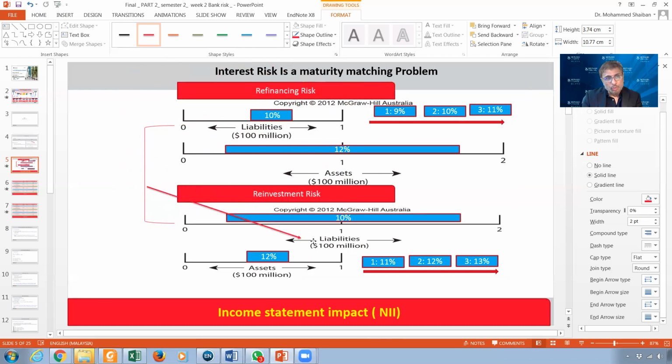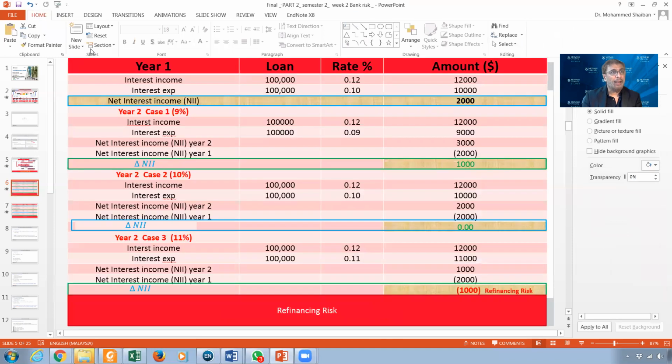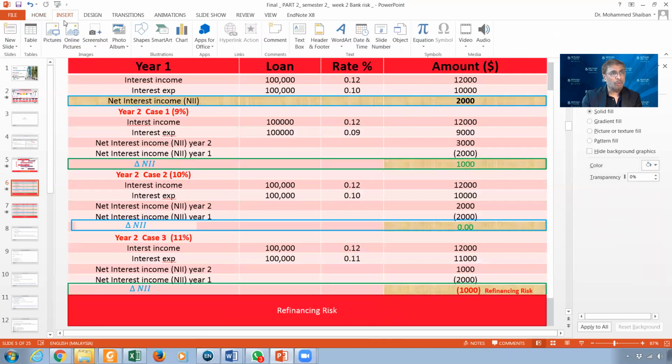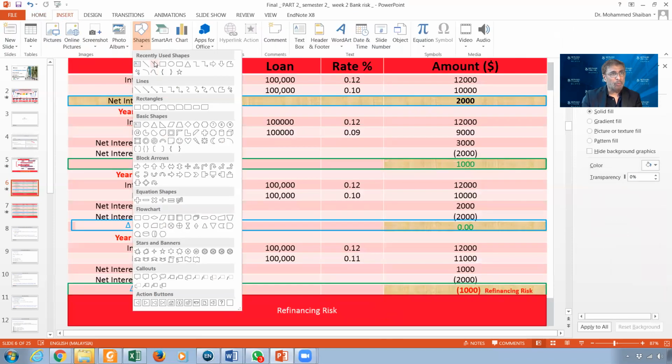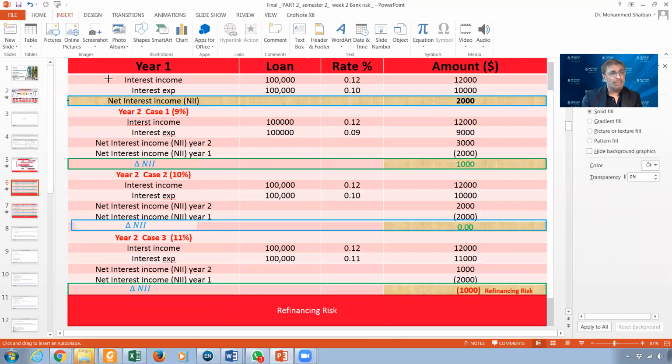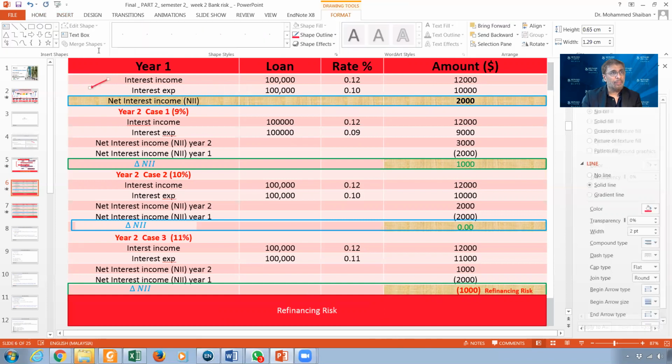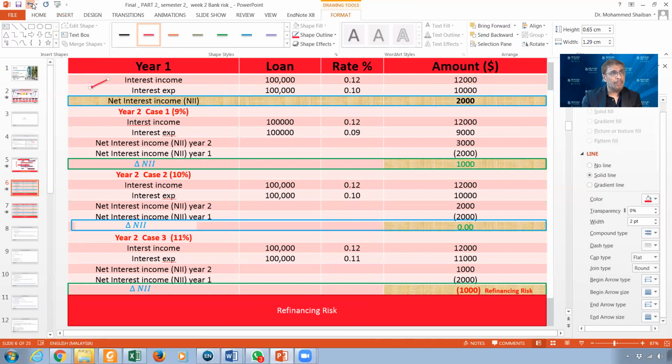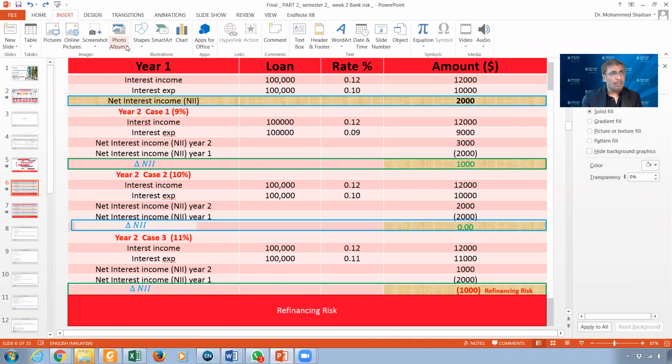I want to take this and put it in a table, which means if you understand the concept, we can talk about it very easily. Now, look at this. This is the current situation.